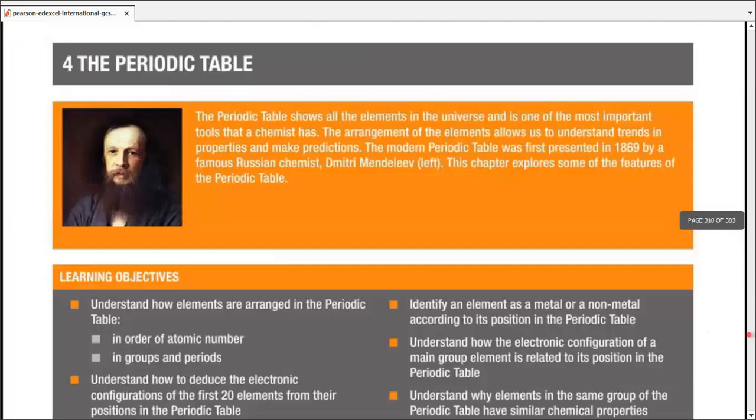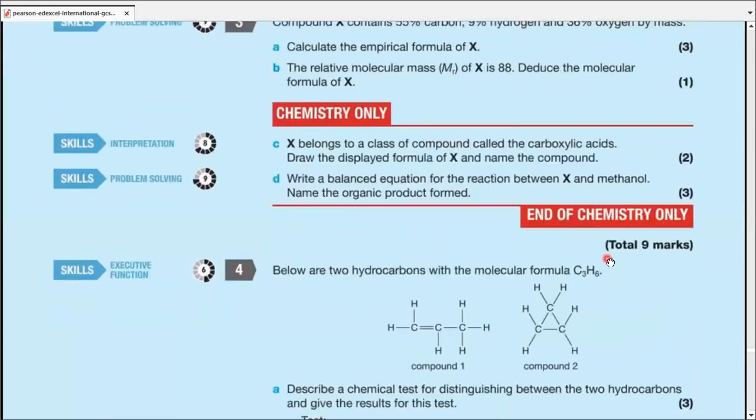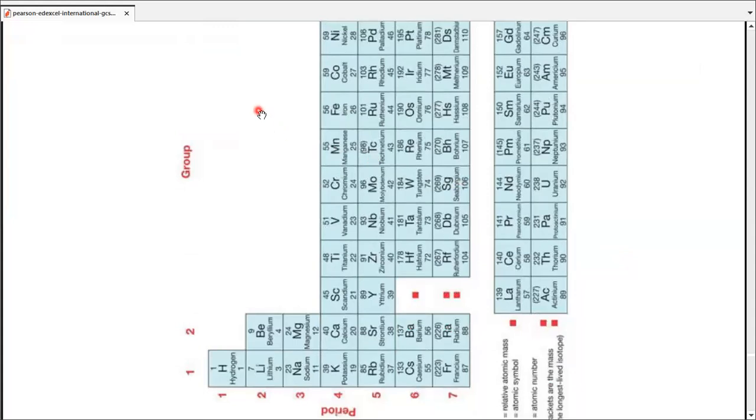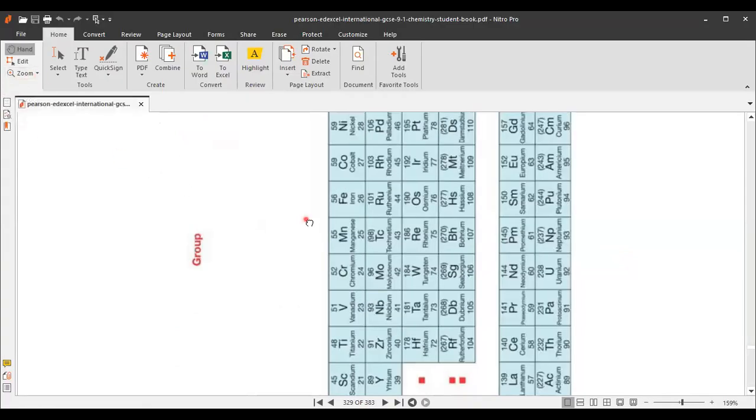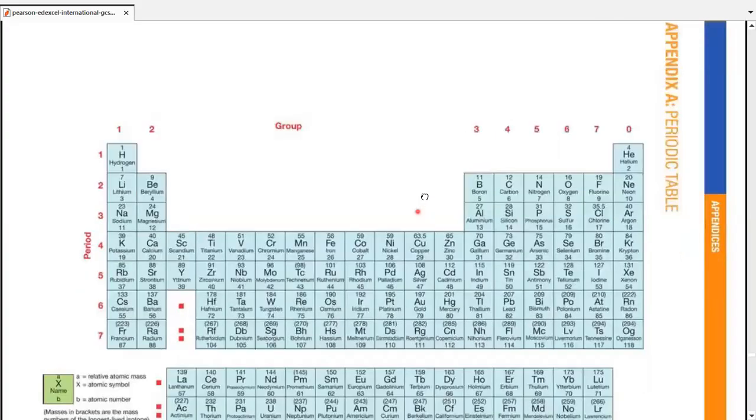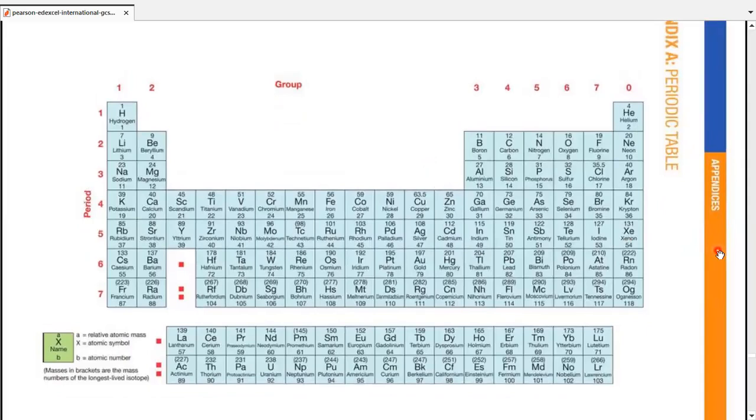So let's move all the way to page number 320. This one. And I'm going to rotate this page a little bit. Okay, let's use it like this. I'm going to rotate the view and fit the width. There you go. Now we can see the whole periodic table. Using this periodic table is a very good idea since you're going to get a similar one in exams.